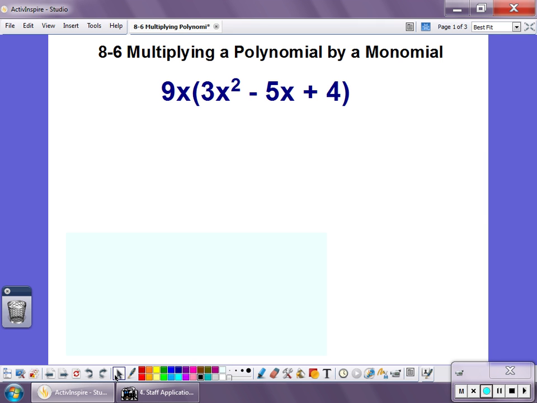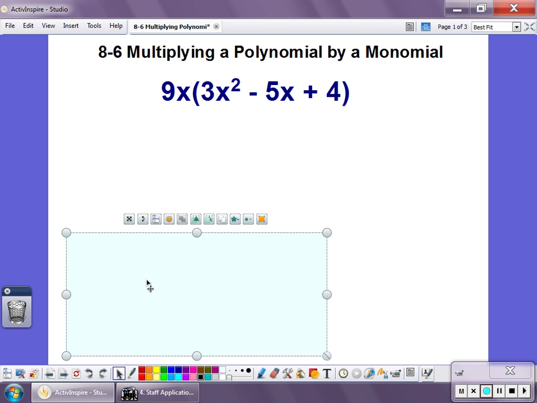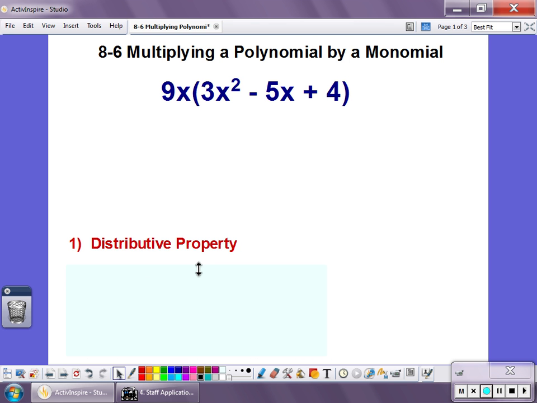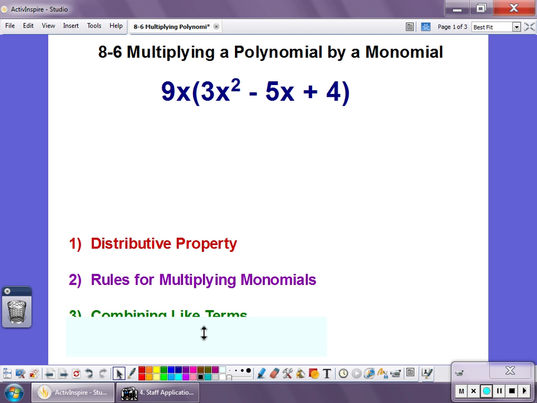In order to be able to multiply a polynomial by a monomial, you need to be able to do three things. You need to know how to use your distributive property, you need to know your rules for multiplying monomials, and you need to know how to combine like terms. The first step we use is our distributive property.